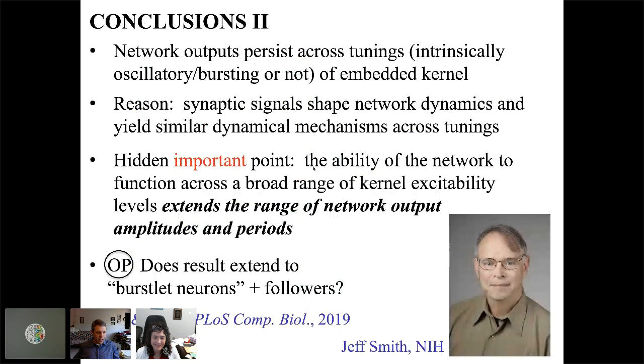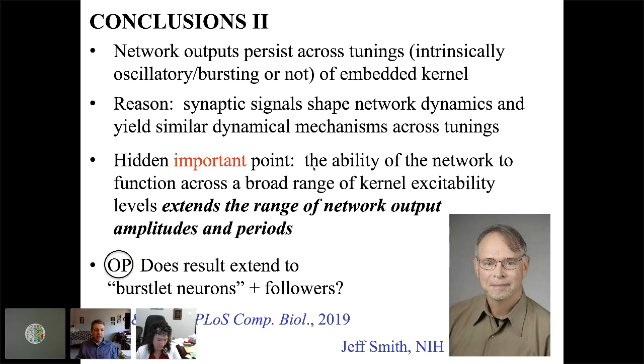Okay, so my final slide then is to conclude that what we see here is that, in fact, the network level outputs persist across the tunings of this embedded kernel. So it's a huge controversy in the field whether this kernel is really tuned to be intrinsically oscillatory and bursting or not. And this result sort of argues, hey, that doesn't matter that much. What really matters is that it has the capability of being recruited to burst if it needs to be.